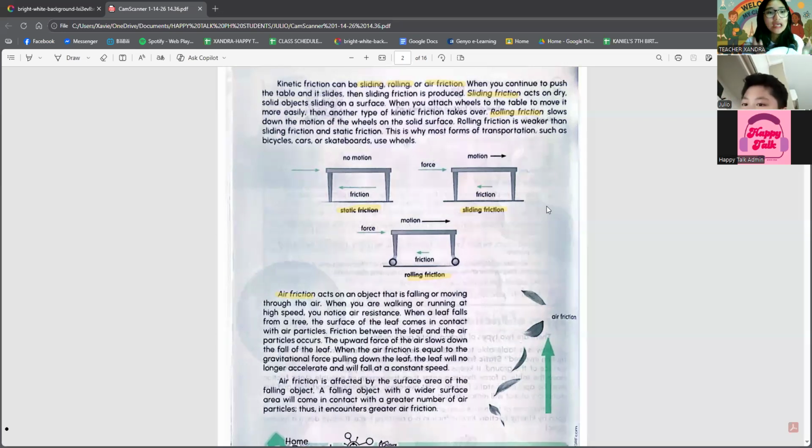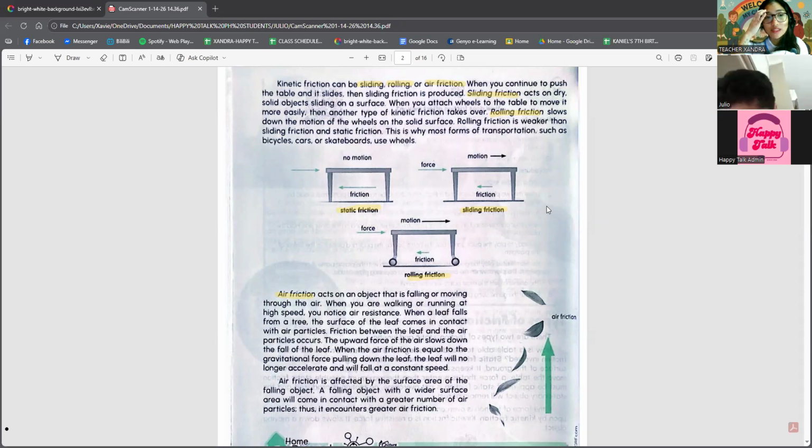So sliding friction tries to slow it down. Sliding friction is weaker than static friction, but it still resists motion. It works best on dry solid surfaces. Now we'll proceed with rolling friction.